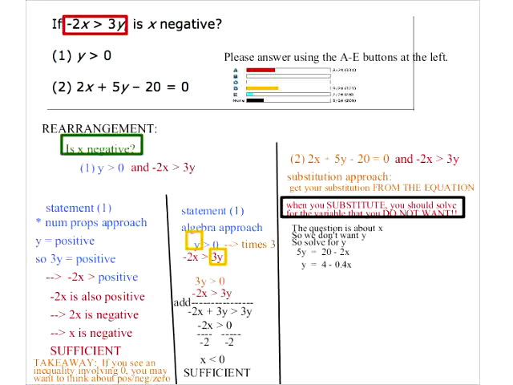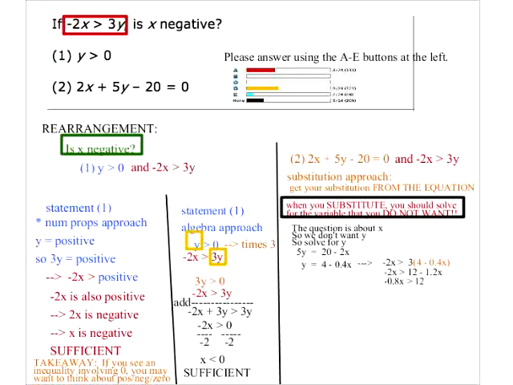Then you can substitute. So you get negative 2x is greater than 3 times that, 4 minus 0.4x. That gives you that negative 2x is greater than 12 minus 1.2x. You can move that 1.2 to the other side. So that's greater than 12 is positive.